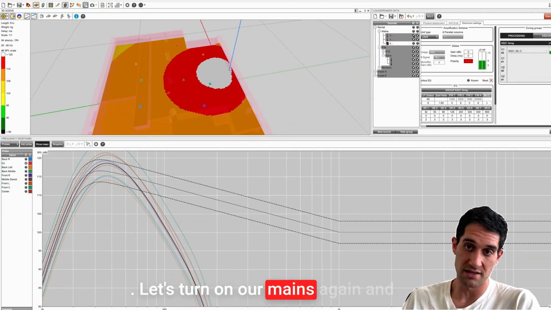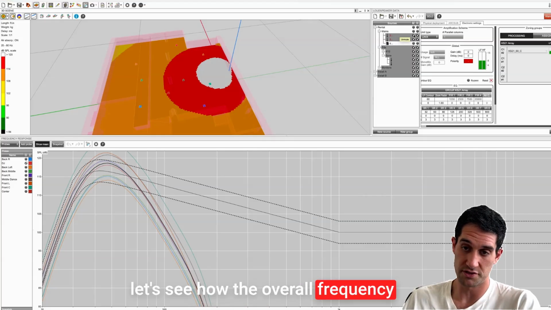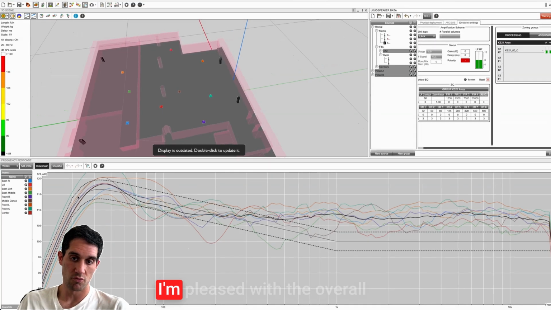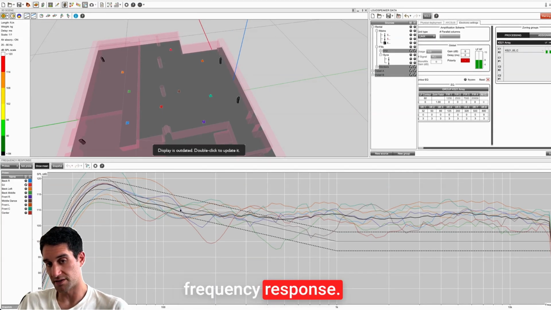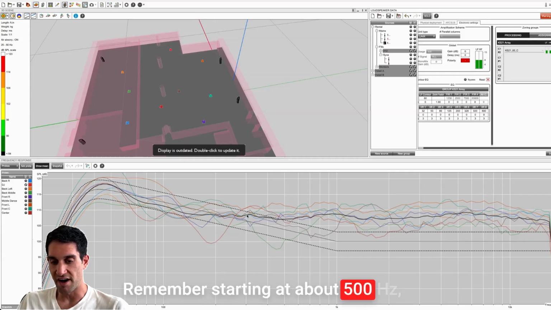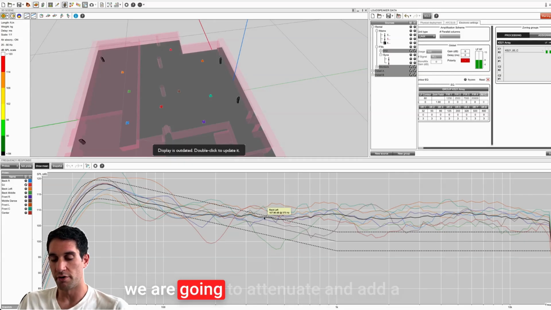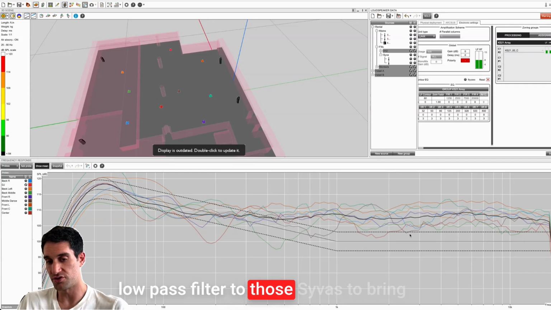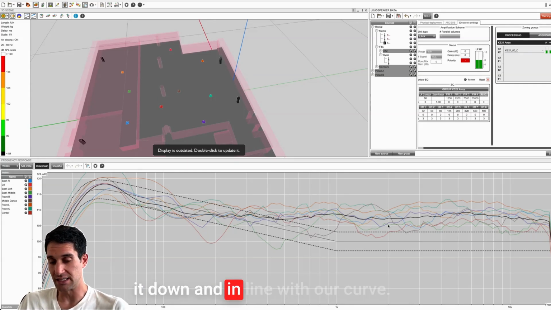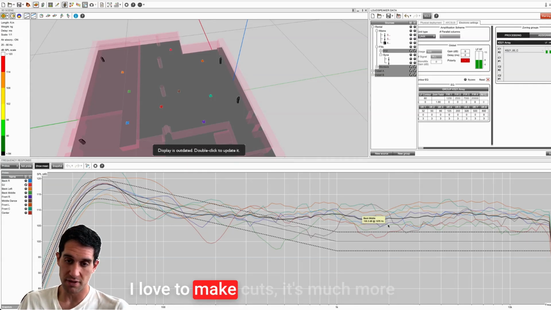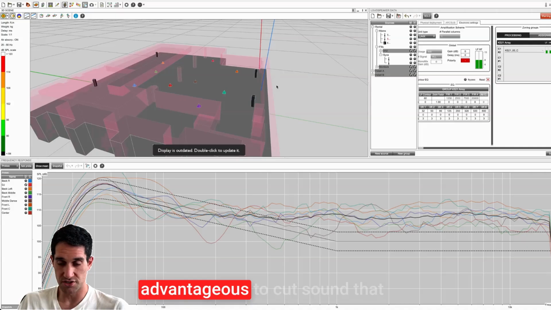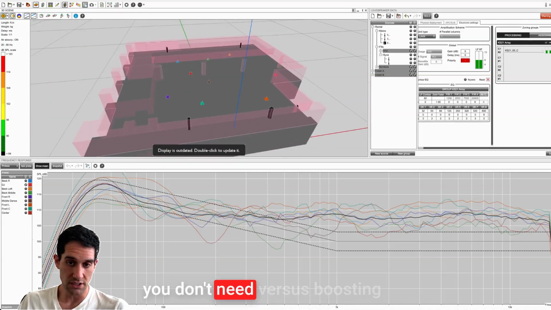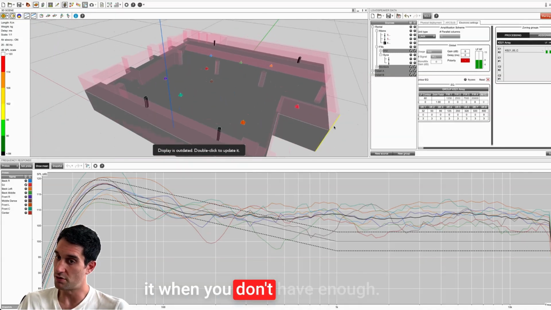Let's turn on our mains again and let's see how the overall frequency response is starting to look. I'm pleased with the overall frequency response. Remember, starting at about 500 hertz, we are going to attenuate and add a low pass filter to those Syvas to bring it down and in line with our curve. I love to make cuts. It's much more advantageous to cut sound that you don't need versus boosting it when you don't have enough.